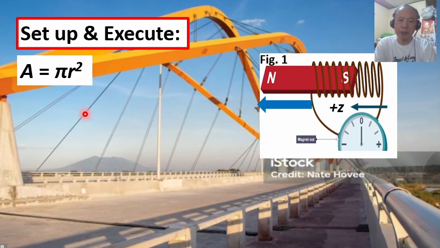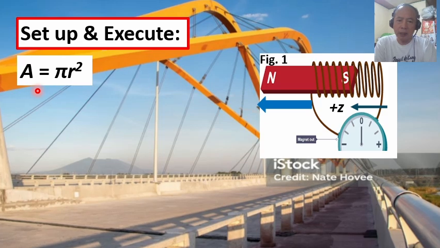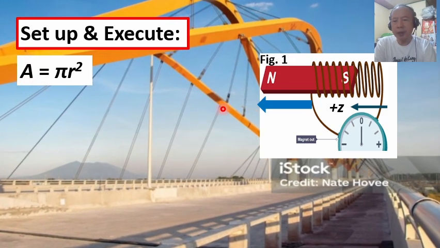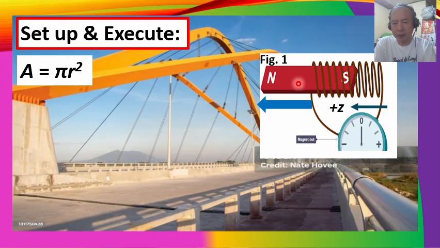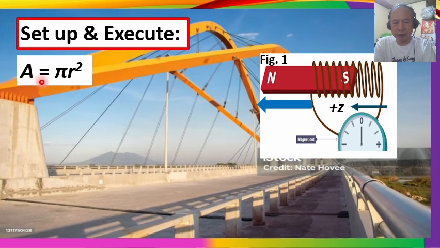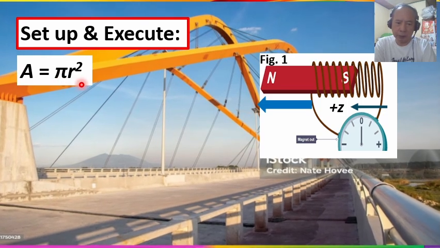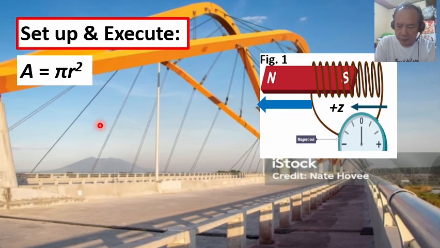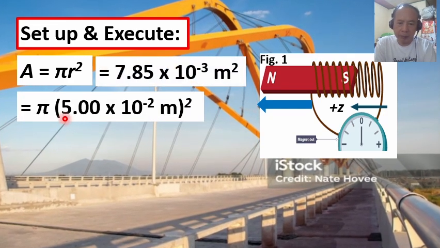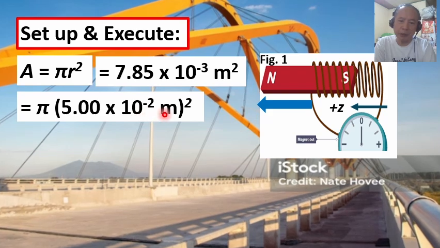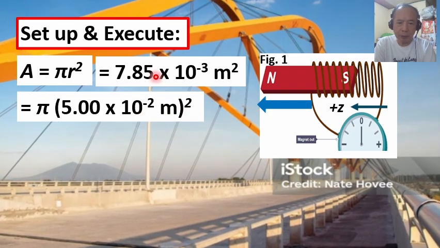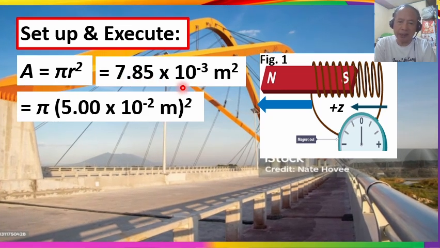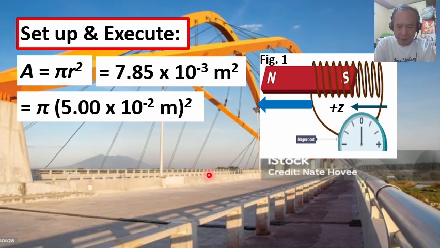We start our computations by finding the area, capital A, of each coil. Of course, that is equal to the product of pi and the square of the radius of each coil, which is multiplying pi by 5.00 times 10 to the negative 2 meter squared. We will get the area of each coil equal to 7.85 times 10 to the negative 3 meter squared.